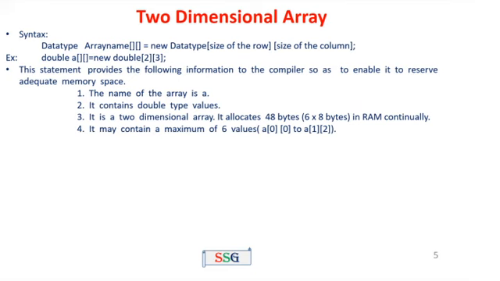The index position for this two-dimensional array is A[0][0] to A[1][2]. Here the first row is represented by the index 0, second row represented by index 1. That means the first row, 3 columns: 0,0, 0,1, 0,2. The second row: 1,0, 1,1 and 1,2.